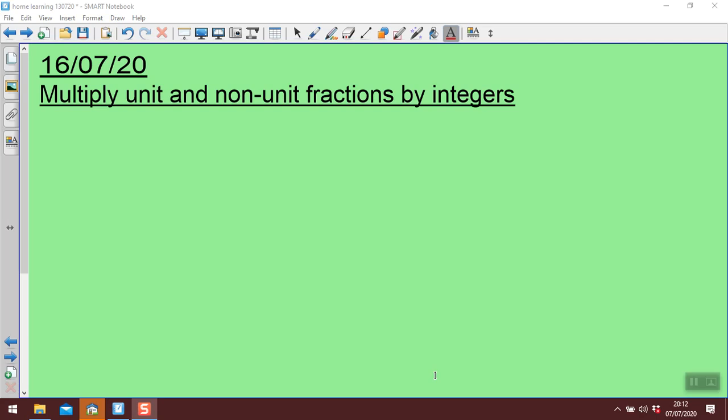Children, this is your 4th maths lesson this week, and today we will be multiplying unit and non-unit fractions by integers. An integer is a whole number. A unit fraction is a fraction over 1, and a non-unit fraction is a fraction greater than 1. I remember in class that you found this really simple, and I know that you will again.